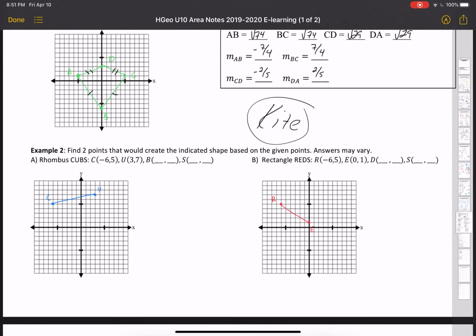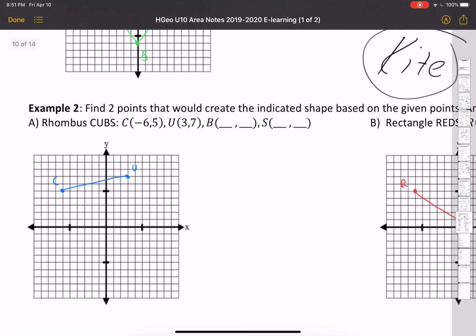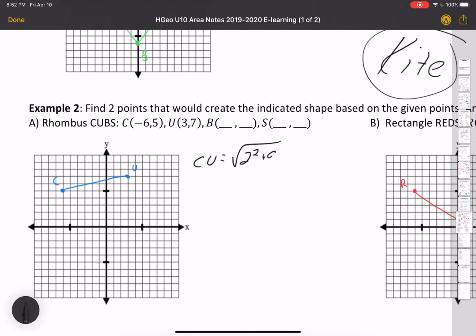Okay, so we are looking to make a rhombus, and a rhombus has 4 congruent sides. Okay, so that means that they all have to have the same length. So CU, we need to figure out how long is CU. Well, it's up 2 to the right 1, 2, 3, 4, 5, 6, 7, 8, 9, up 2 over 9, so 2 squared plus 9 squared, that's going to be the square root of 85, which means that we need to find another combination with the Pythagorean theorem that's going to give us 85.